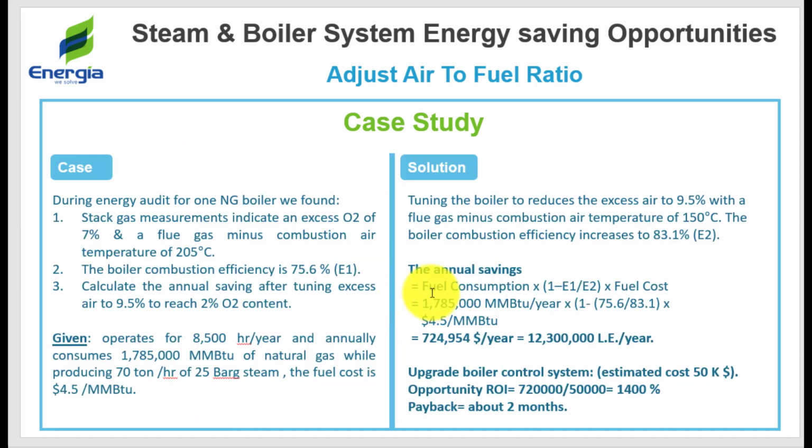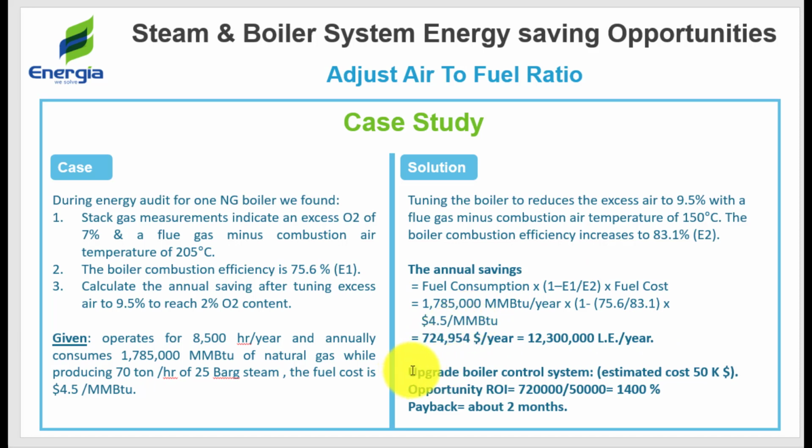And this means that if you want to calculate how much the annual saving is, it is the fuel consumption multiplied by 1 minus the ratio between the two efficiencies, multiplied by the fuel cost. And this will give you about $730,000 or $724,000 per year. And if you convert this to Egyptian pounds, we are talking about 12.3 million Egyptian pounds per year. So assume that this is the effect of doing this manually every now and then, if we manage to keep this in a constant rhythm.